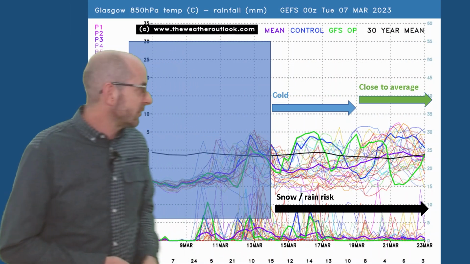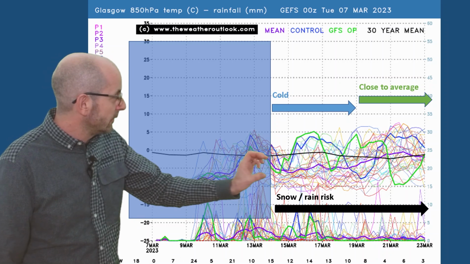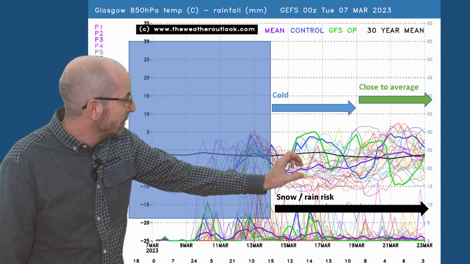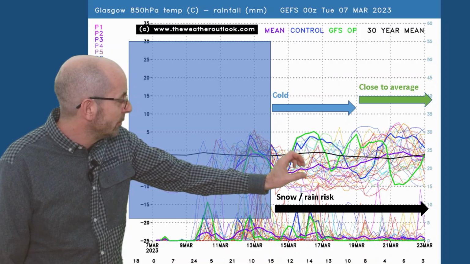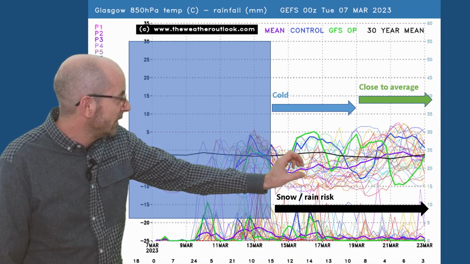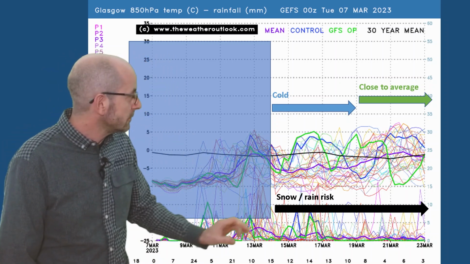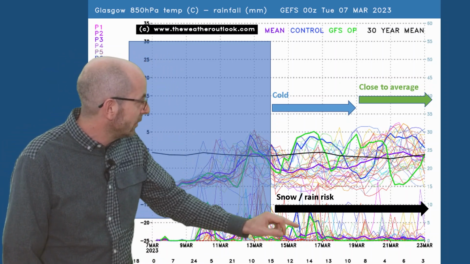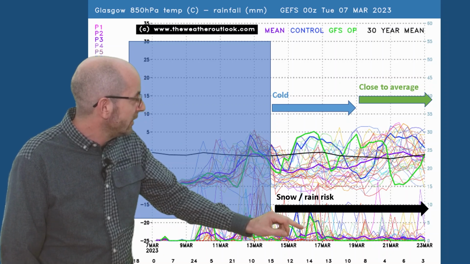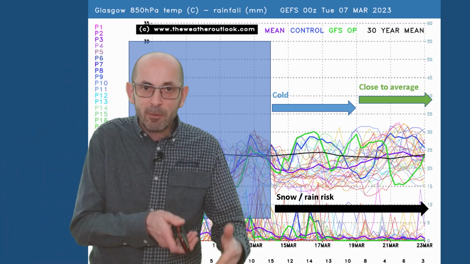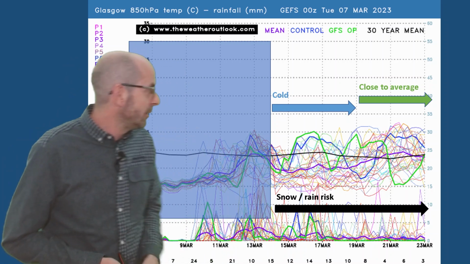Up to Glasgow, to the northwest of the UK, air temperatures really staying significantly below the 30-year norm, according to most of the runs in the ensemble for the first 5 days or so. It's just at the end there where they tick up. Number of rain and snow spikes decreases towards the end a little bit, but perhaps not as much as on the Manchester and London plots.